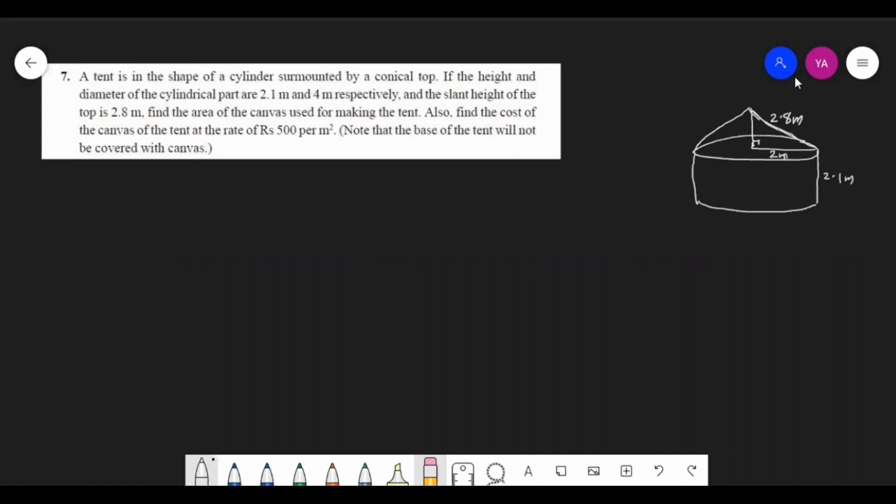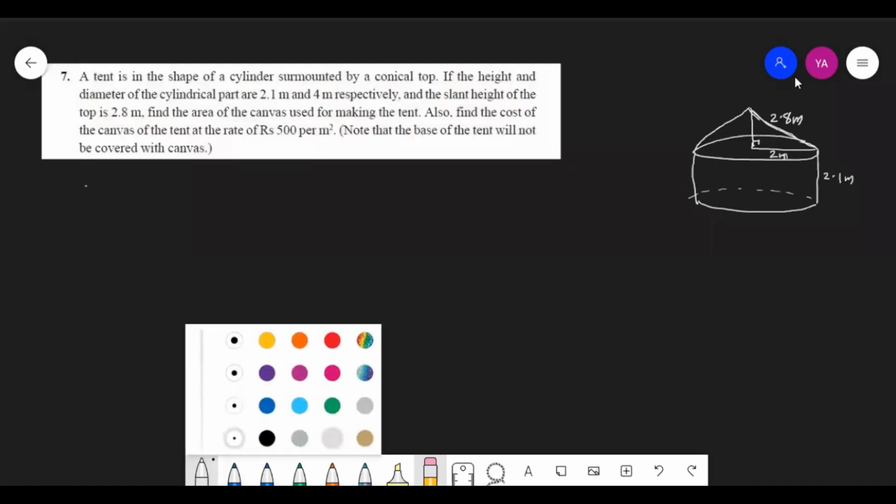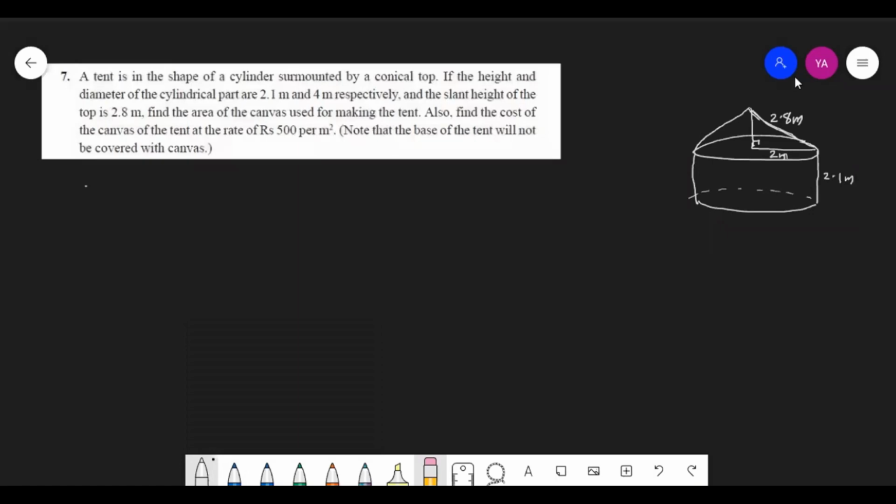And it is asked to find the area of the canvas used for making the tent. So we want to find the surface area excluding the base area of the cylinder. How can we write the relation? Which areas do we want to add or subtract? So we can write: area of the canvas needed. Canvas means the tarpaulin sheet. So area of the canvas needed. Which areas do we want to add?